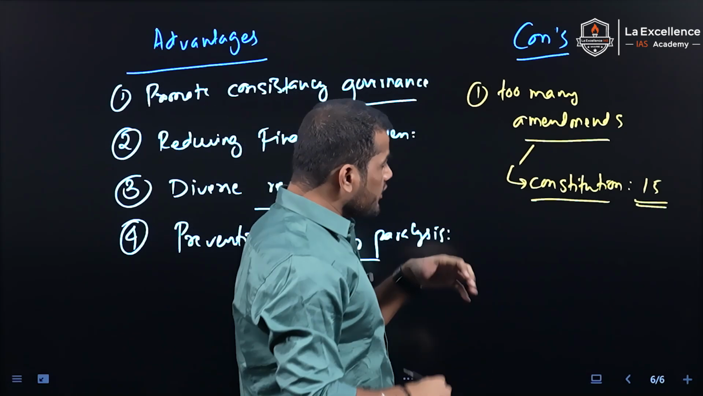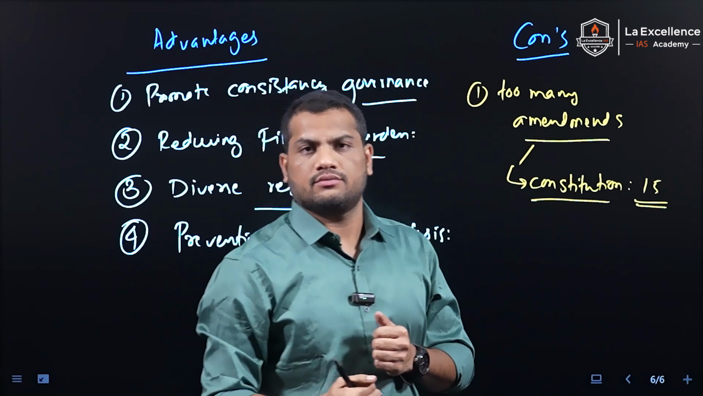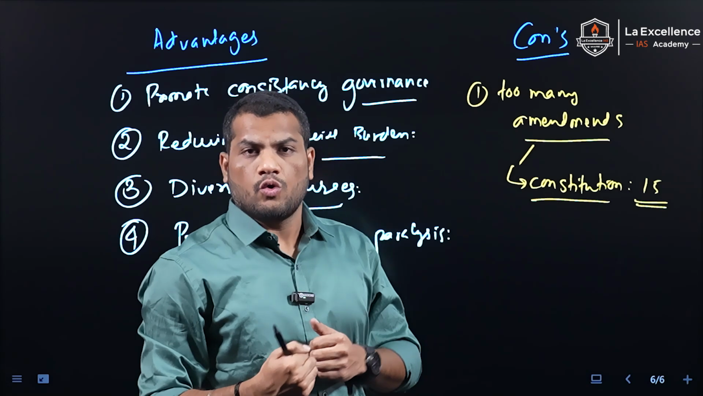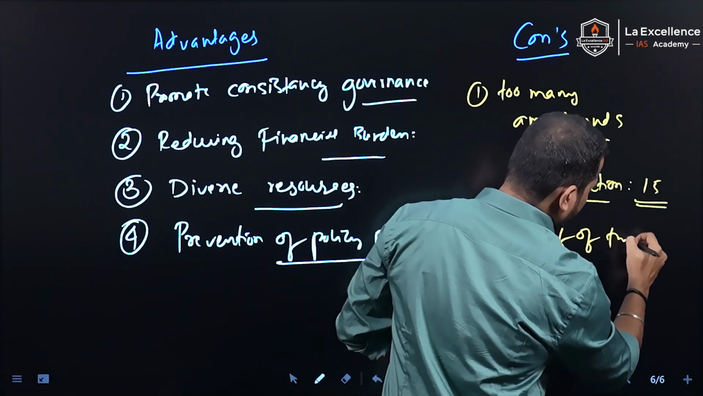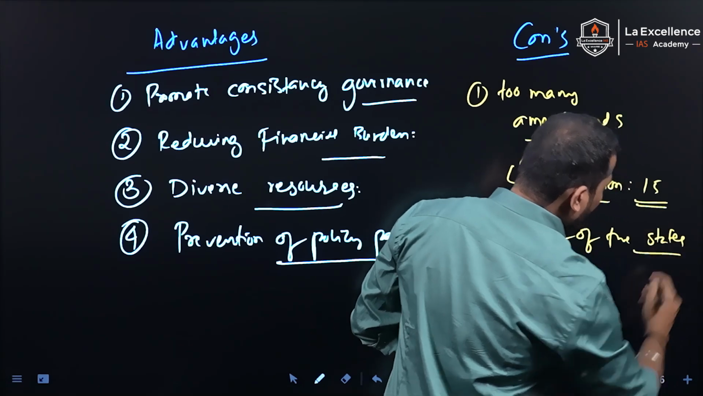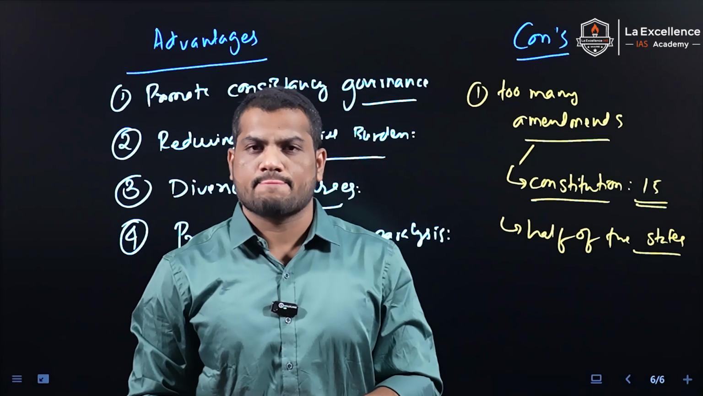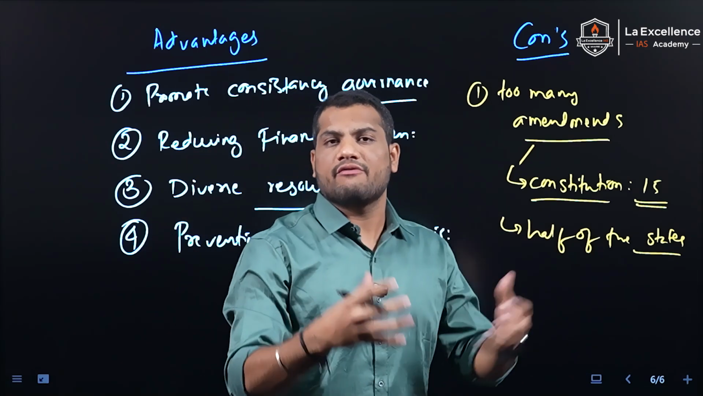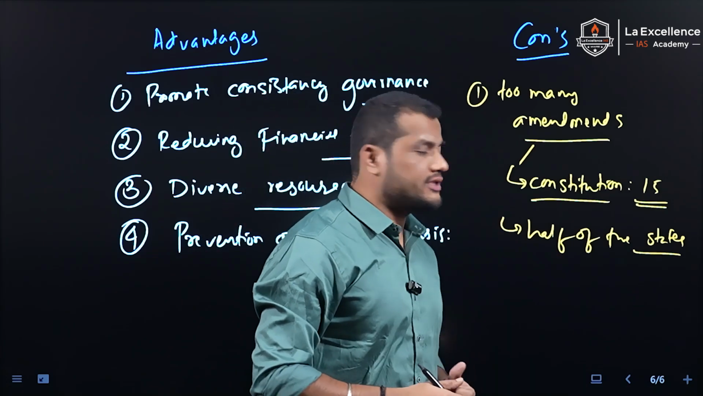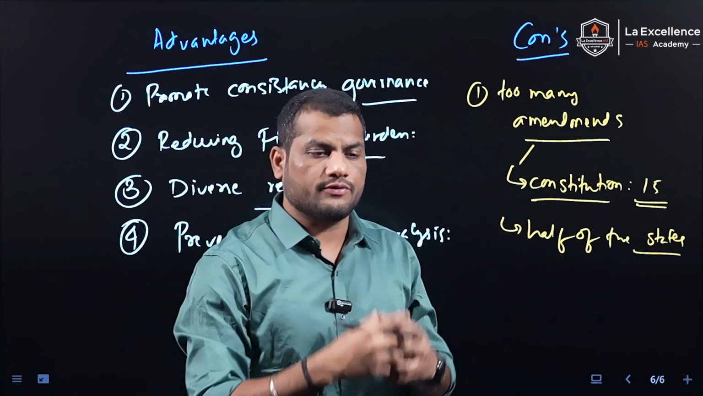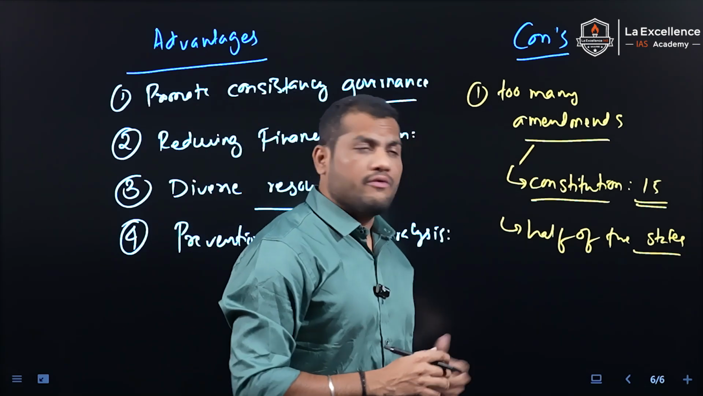And also, in order to include the local bodies in the simultaneous elections, we need approval of half of the states. This is also very difficult because we have so many regional parties, right? We have a diverse country. There are too many views, right? So getting half of the states' approval for the inclusion of panchayats or local bodies in the simultaneous elections is also very difficult.